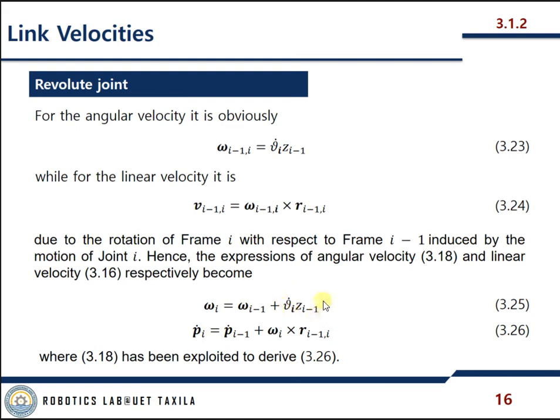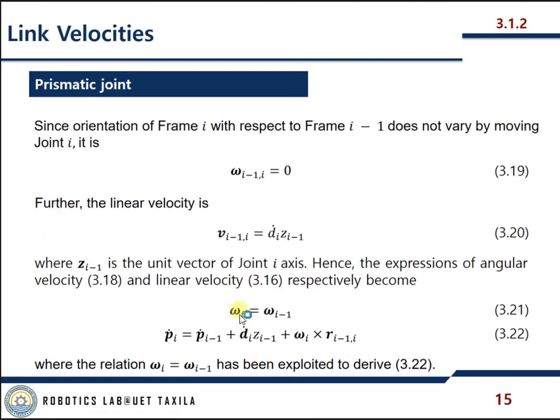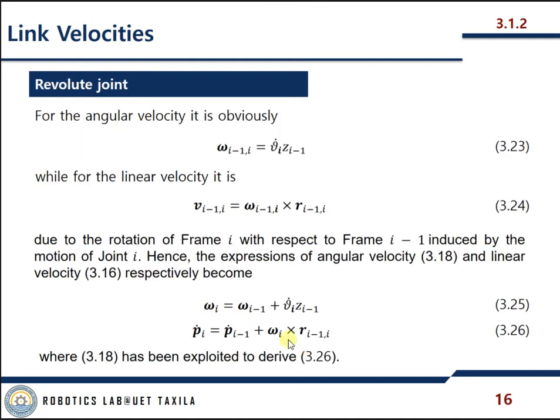Again, angular velocity because of revolute joint and omega i. Now this one is not equal to omega i-1 because they are different. In this case, this one is omega i-1, but they were the same. But here this is different, so R i, that is why it's being mentioned over here, and r i-1,i, just like this one.